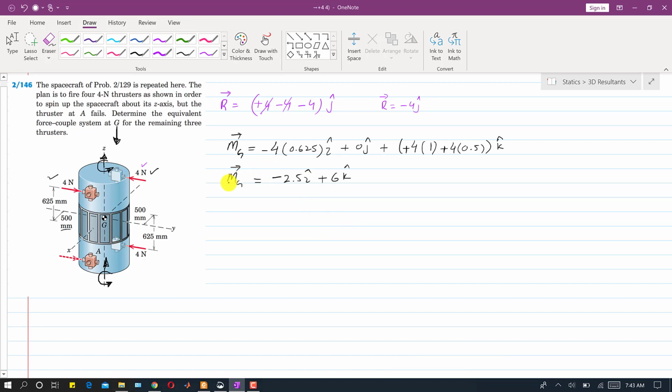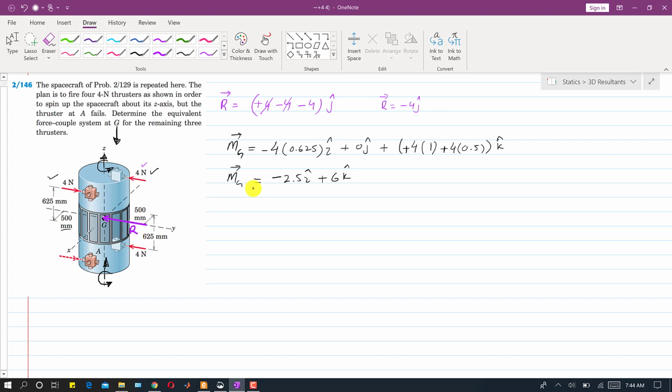So now this is the moment due to these three forces about point G, right? If we want to replace these three forces by a force-couple system at this point G, we will draw that resultant. If this is that resultant, and the resultant is in the negative j, we will represent it like this. So this is that resultant, which is acting in the negative y direction.